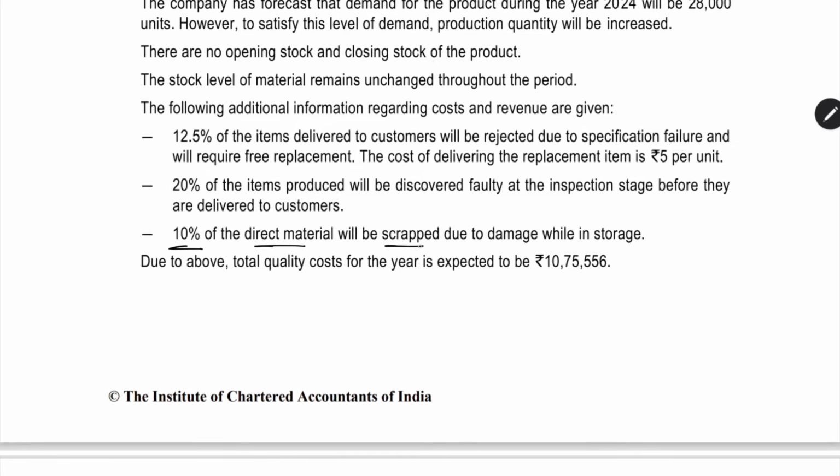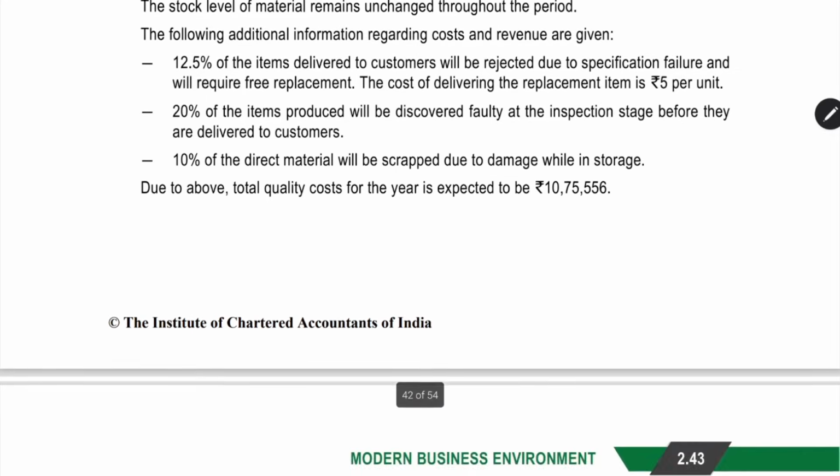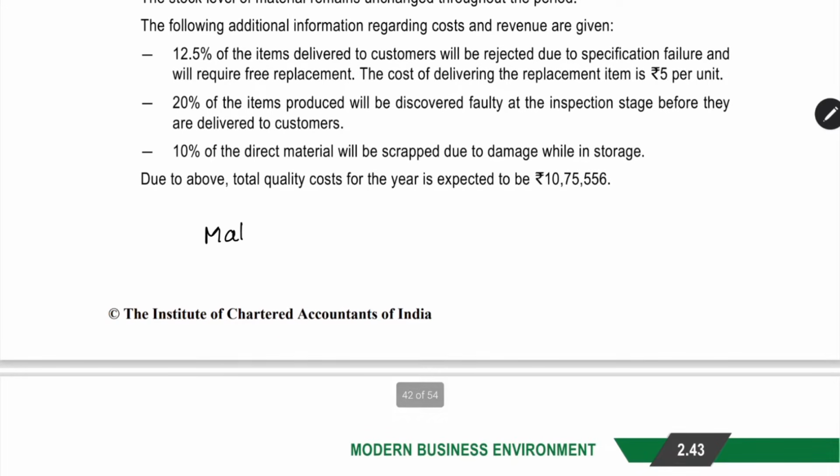10% of the direct material will be scrapped due to damage while in storage. Generally, what is the process? We will buy the material. After buying that, we will convert it into finished goods. After converting, we will sell it to the customers. This is the general process. In that, after buying the material, 10% of the direct material will be scrapped due to damage. 10% will be going to waste.